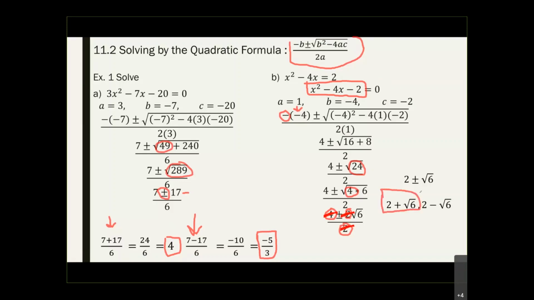And ladies and gentlemen, this is your answer here. It's not a perfect number, in the sense that you can't factor it out. As you can see, there's no way you can find that number back then, but now with this formula you can find that answer, which is 2 plus square root of 6 and 2 minus square root of 6.